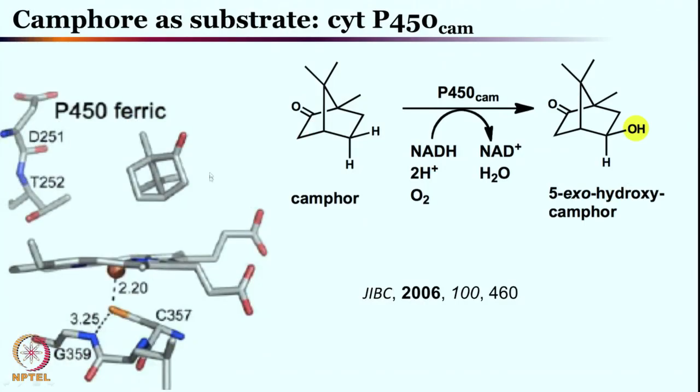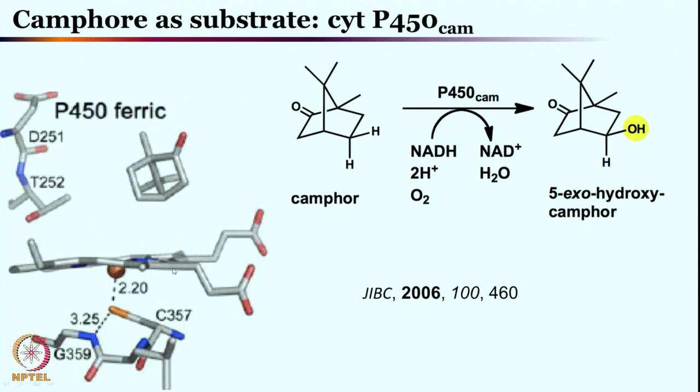Hello, welcome back to the discussion of cytochrome P450. Today we will discuss the substrate CAM4, which is right over here. This is a crystal structure of P450 CAM. This is one of the really cool crystal structures you can ever come across, mainly due to the fact that the organic substrate is crystallized with the heme iron center.